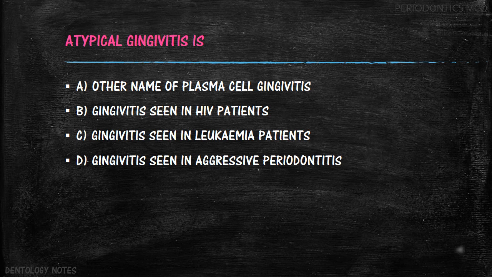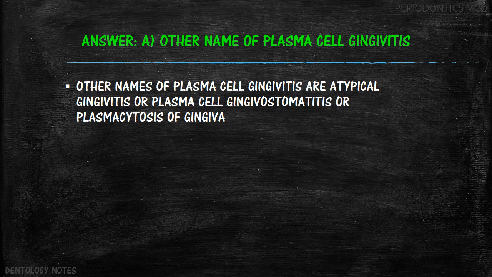Atypical gingivitis is: A. Other name of plasma cell gingivitis, B. Gingivitis seen in HIV patients, C. Gingivitis seen in leukemia patients, D. Gingivitis seen in aggressive periodontitis. Answer: A. Other name of plasma cell gingivitis. Other names of plasma cell gingivitis are atypical gingivitis, plasma cell gingivostomatitis, or plasmacytosis of gingiva.